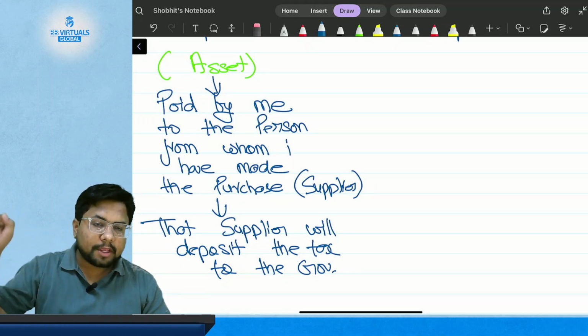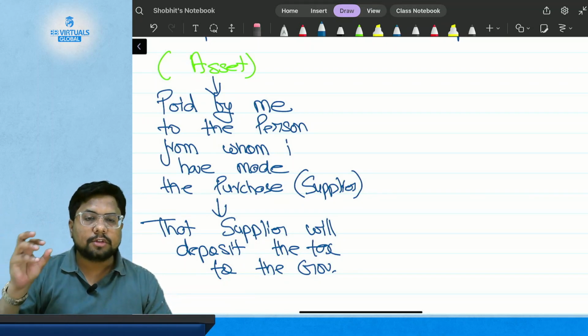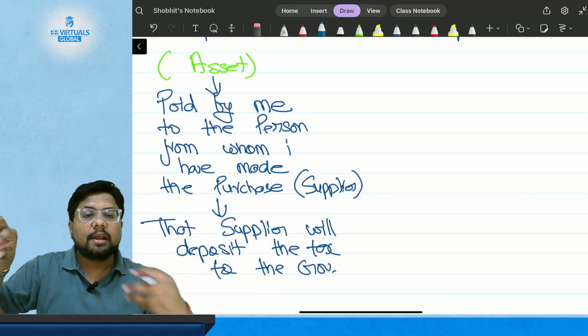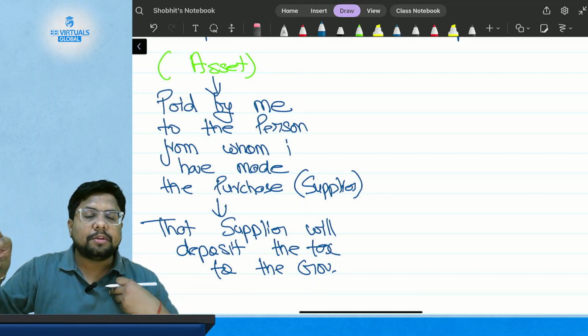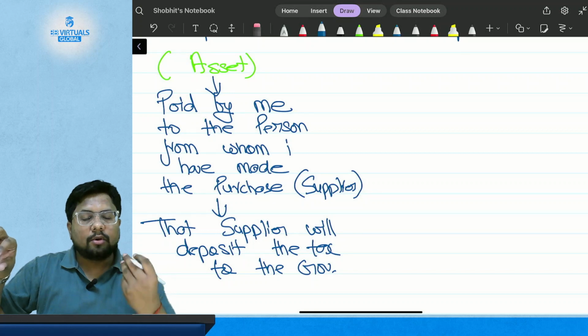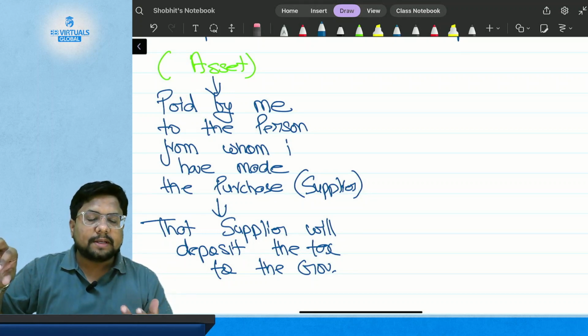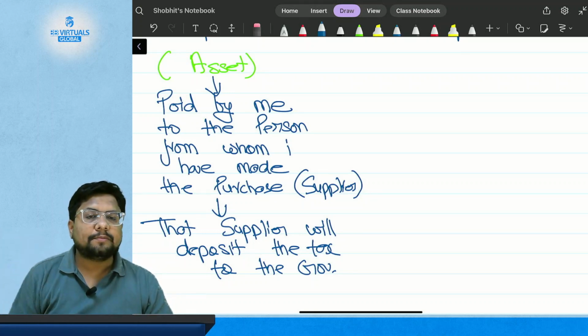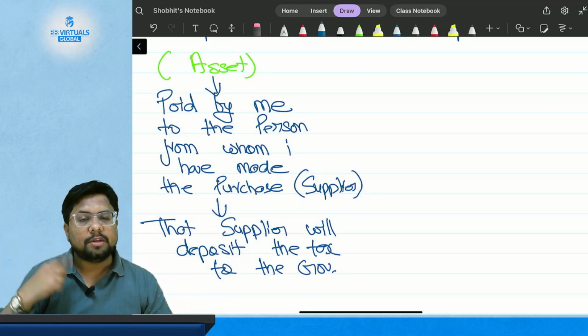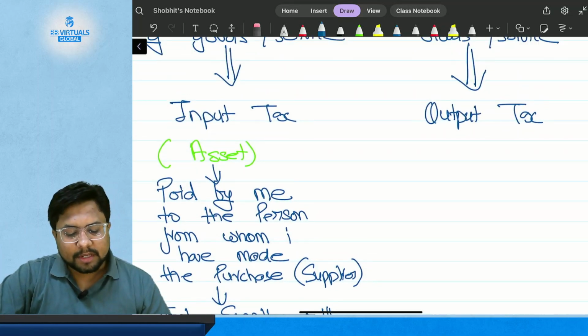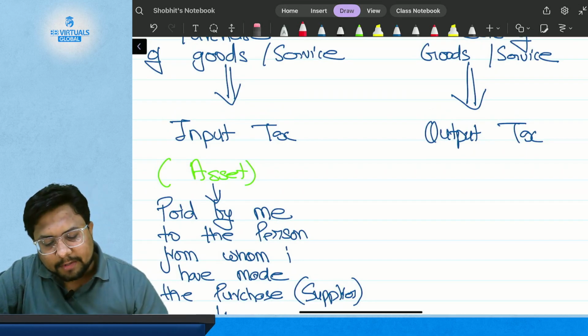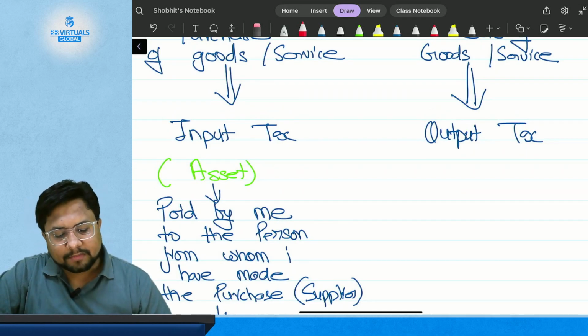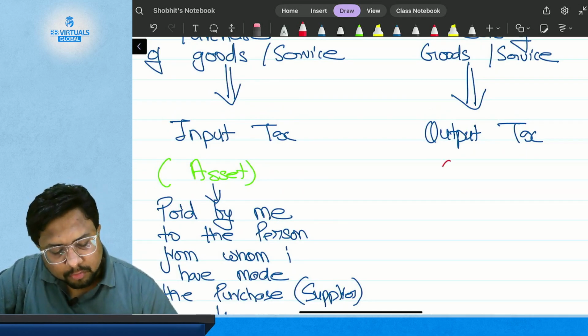Tax is levied on him, my supplier, because he is selling the goods. So tax is levied on him, but he will take that tax money from me. So ultimately I am going to pay for the tax amount. Hence it is known as indirect tax, because it is levied on him but paid by me to the government. So this is input tax. And when it comes to output tax, output tax is my liability.